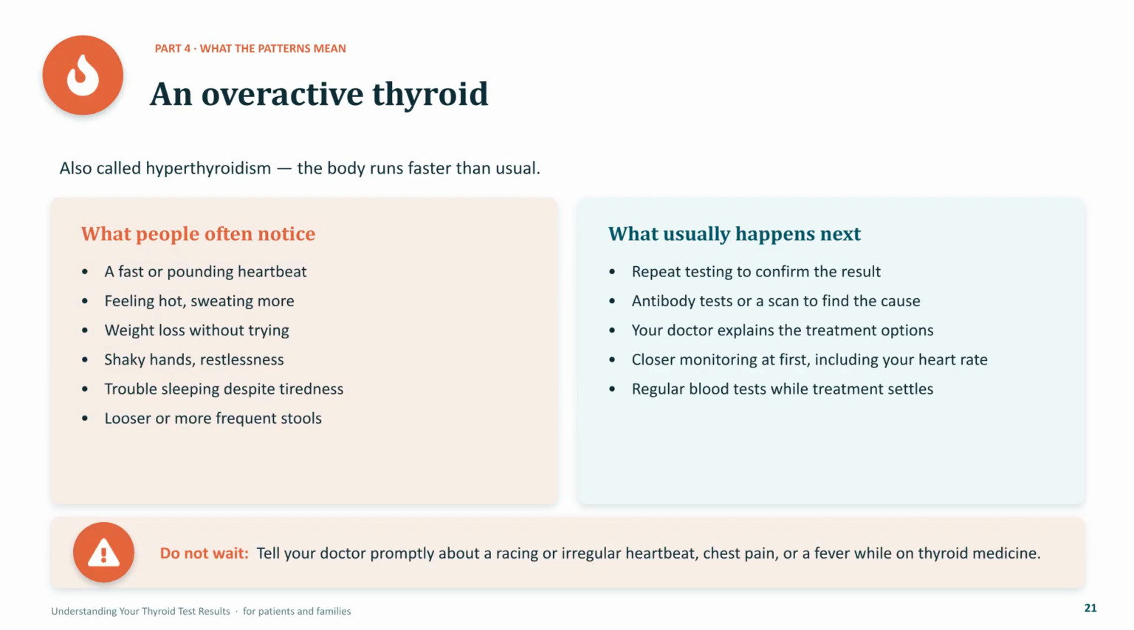An overactive thyroid, or hyperthyroidism, causes the body to run faster than usual. You might notice symptoms like a racing heartbeat, unintended weight loss, restlessness, or trouble sleeping. Your doctor will likely order additional tests to find the cause and discuss treatment options to manage your thyroid levels.